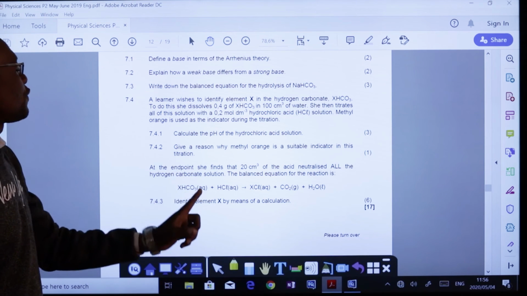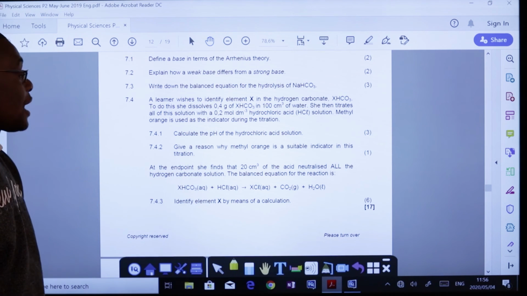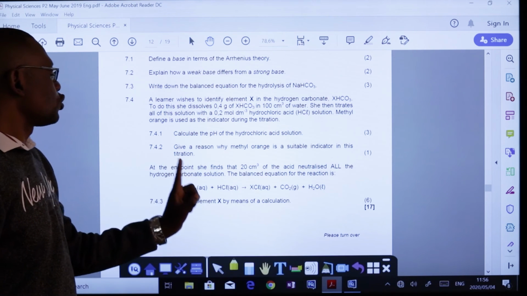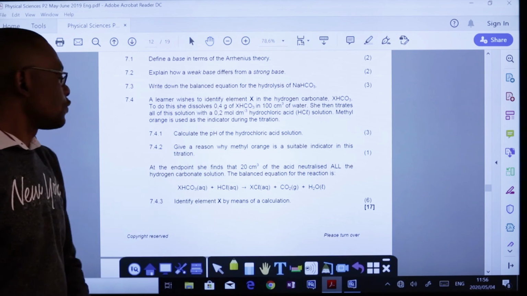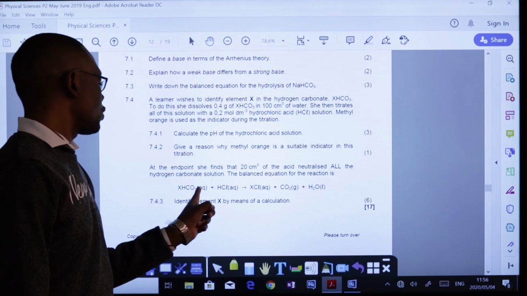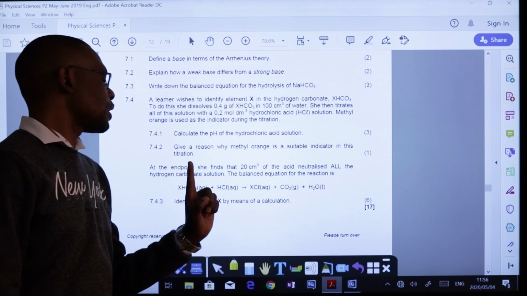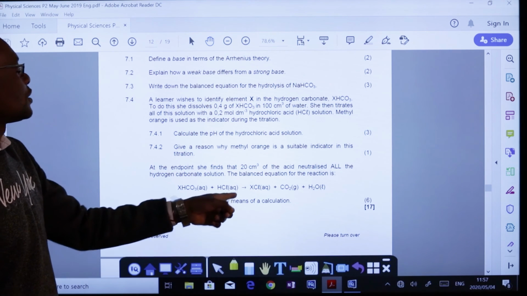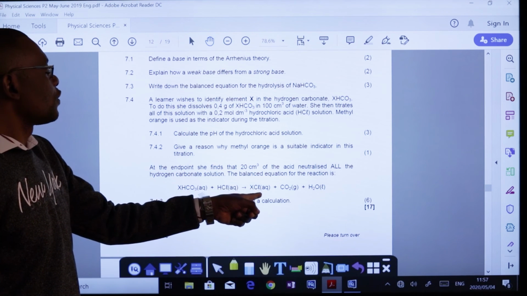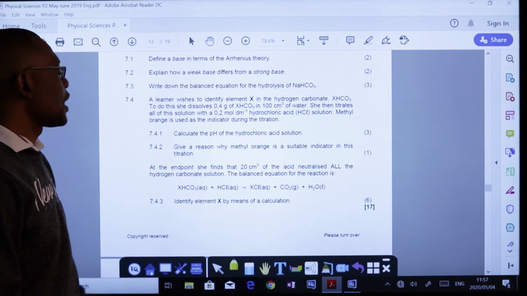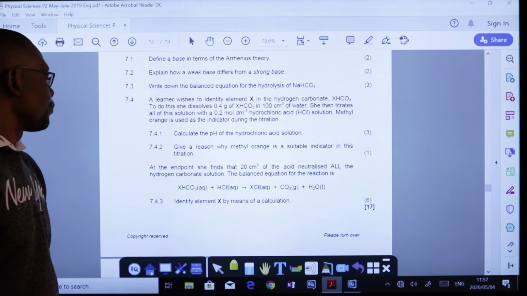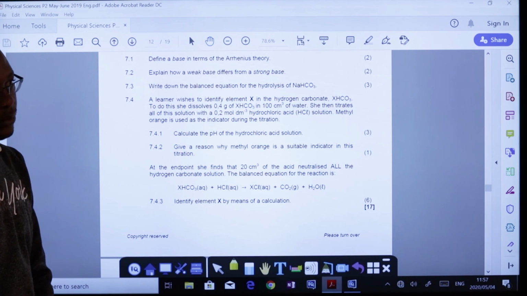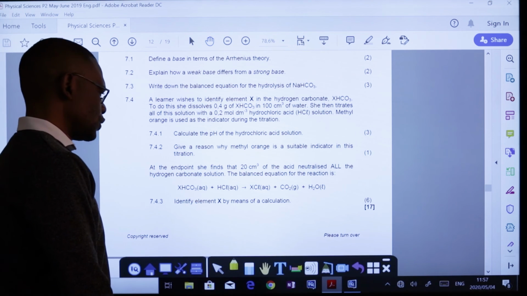And then at the end point, she finds that 20 cubic centimeters of the acid neutralize all the hydrogen carbonate solution. So the balanced equation for the reaction is XHCO3 plus HCl gives us X chloride plus carbon dioxide plus water. So identify element X by means of a calculation. So how do we do that?